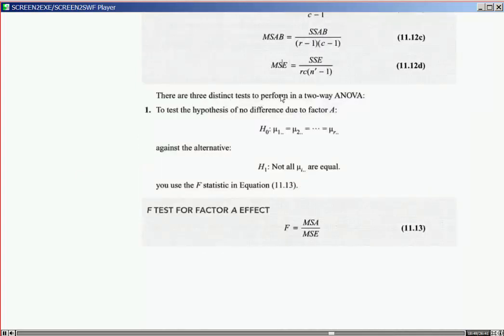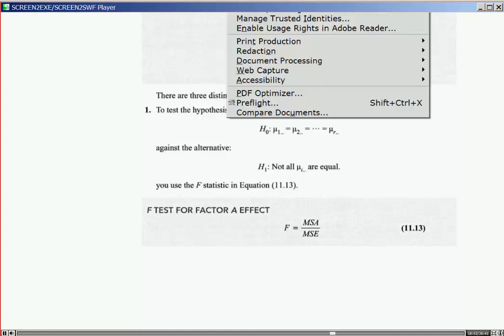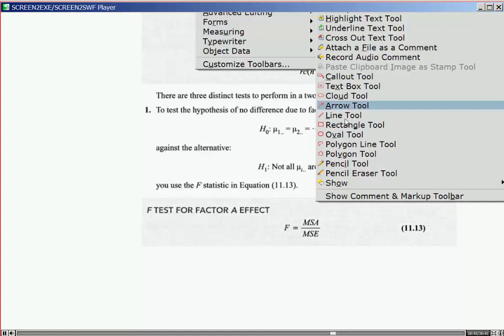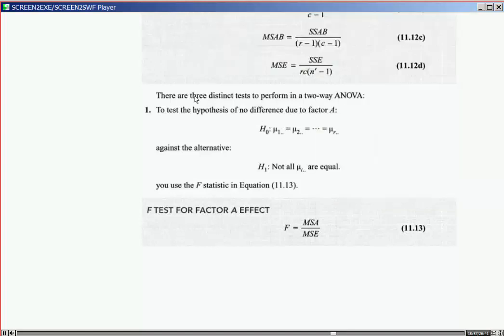There are three distinct tests to perform in a two-way ANOVA.